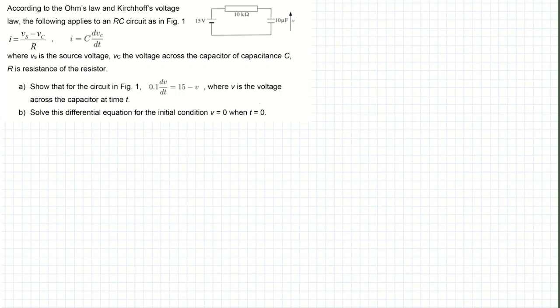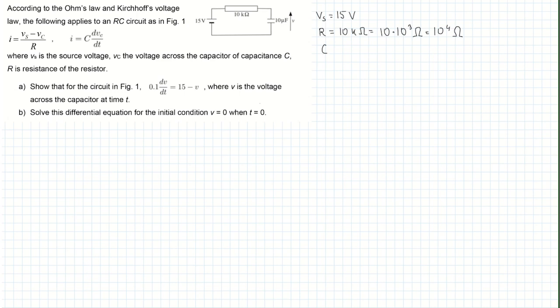We will start with reading what we know from the graph. Vs is equal to 15 volts. It is the source voltage. R, the resistance, is equal to 10 kilo ohms, and that means that this is 10 times 10 to the power 3 ohms, and that is equal to 10 to the power 4 ohms.